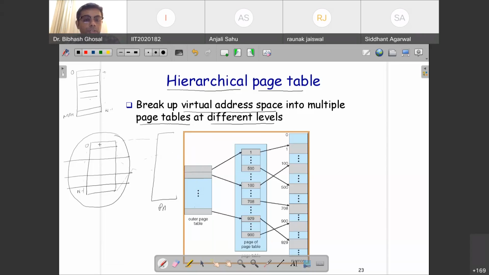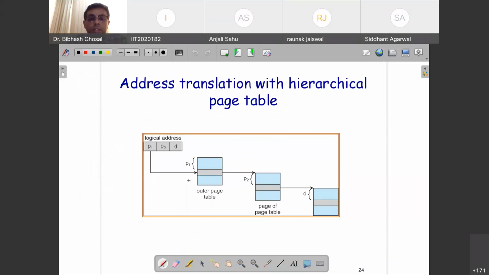One holds the page entries of the virtual address space. And two, for every entry of this page table, there is a page table maintained, which is the second level of page table here. So this is the page table of the entries of the page table. Let me call them the outer page table, or page of the page table. Okay, so how is the addressing going to happen? The addressing will happen in this way.